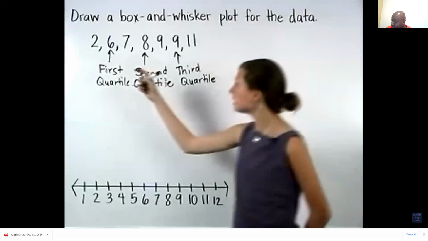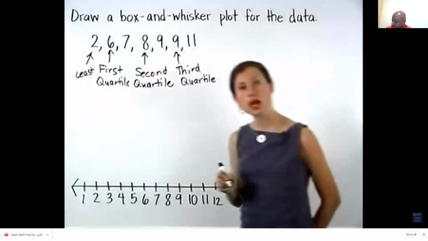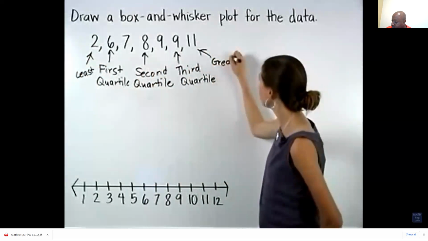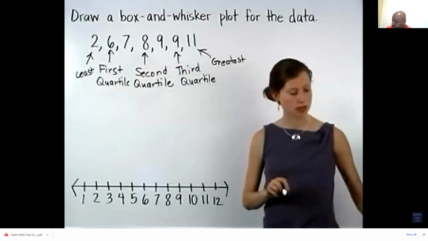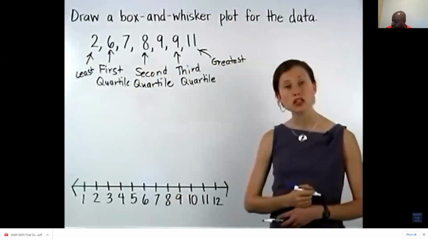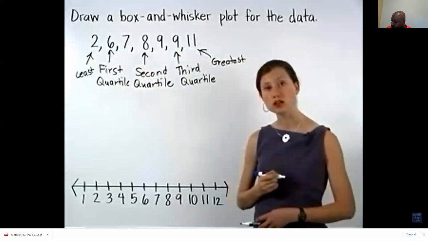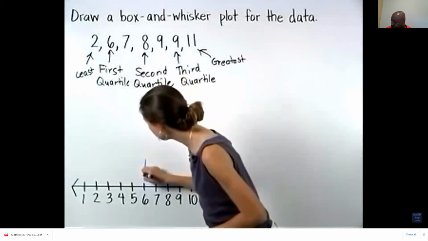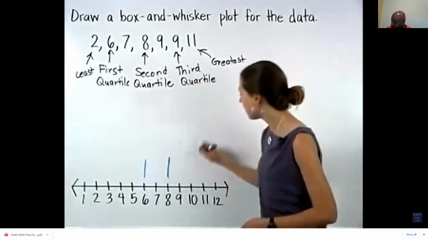Now, notice that the least number in the data set is 2, and the greatest number in the data set is 11. Now we're ready to make our box and whisker plot. First, draw a number line. Then, draw vertical line segments at the first, second, and third quartile. So here, at 6, at 8, and at 9.